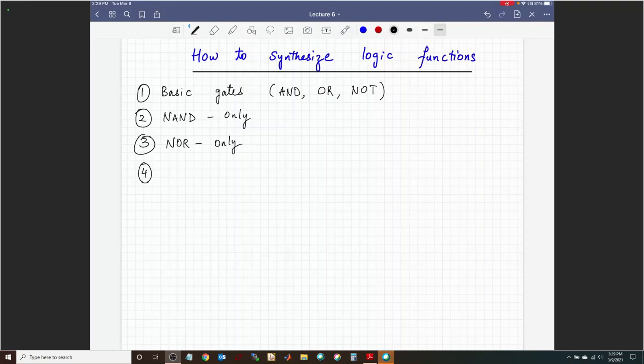Boolean algebra expressions. Well, those would be expressions, right? So once you write those expressions, you will have to try to look for some basic gates, or maybe NAND, or maybe NOR, but that is it, right?